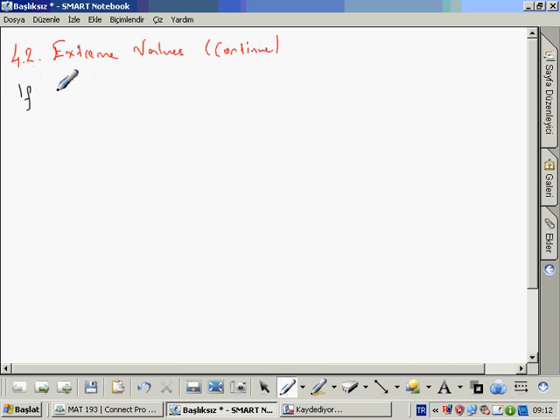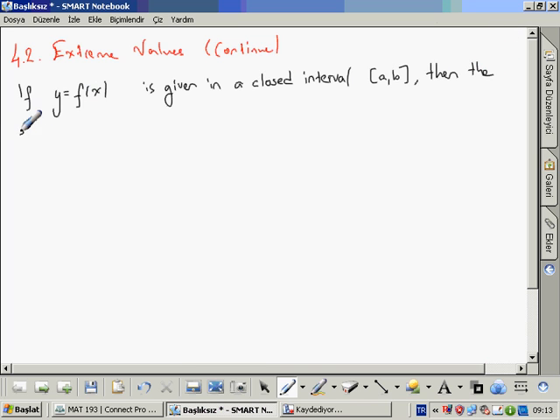Okay, if y is given in a closed interval [a, b], then the extreme values may occur at: one, the interior points where f prime of x equals 0.